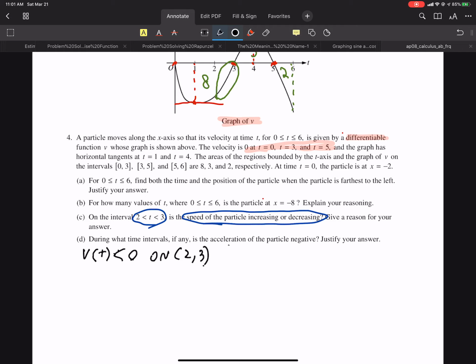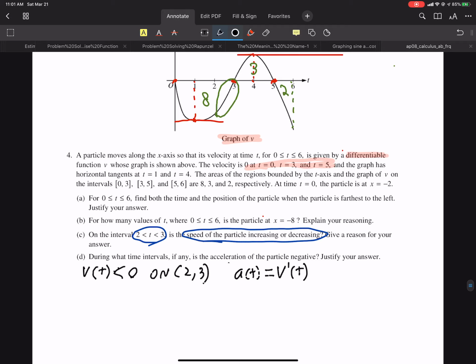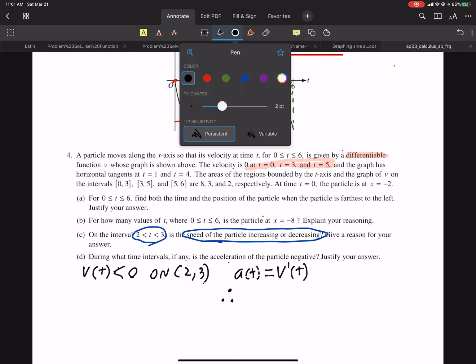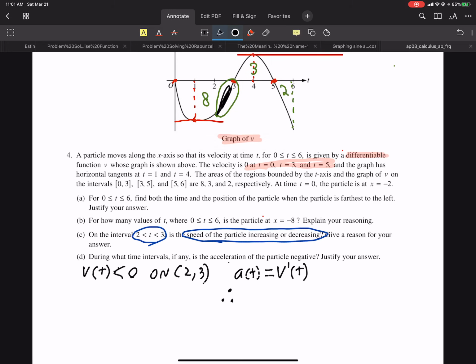Well, first of all, we must know that the acceleration is the derivative of v of t. Well, we have v of t. Now we know that if a function is increasing, then its derivative must be positive. So, on the interval, let me highlight this time. On that interval right there that I just colored in, clearly v of t is increasing.